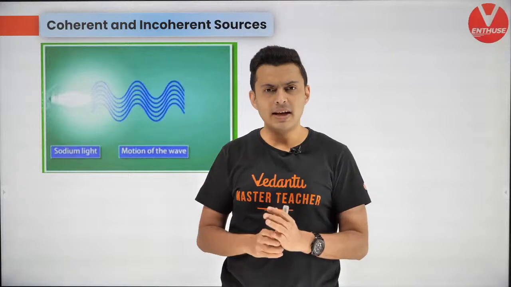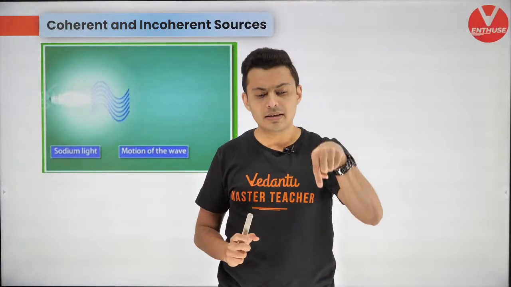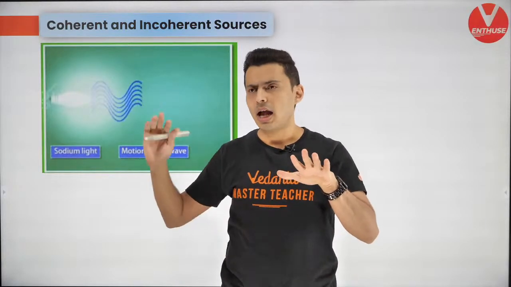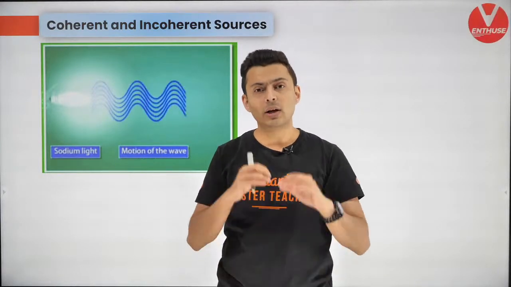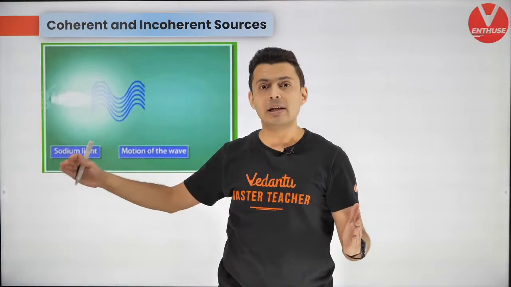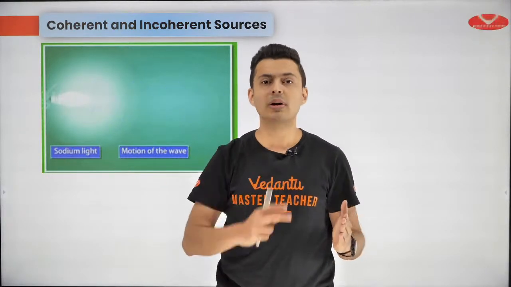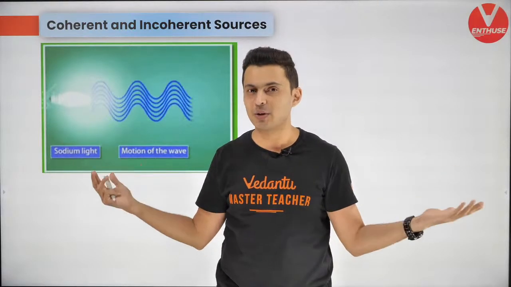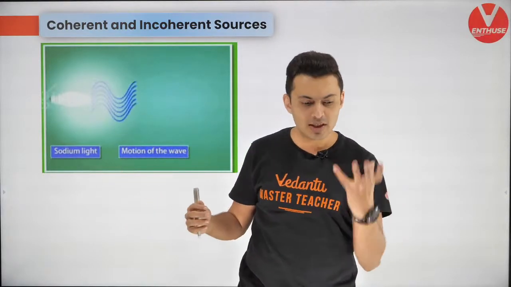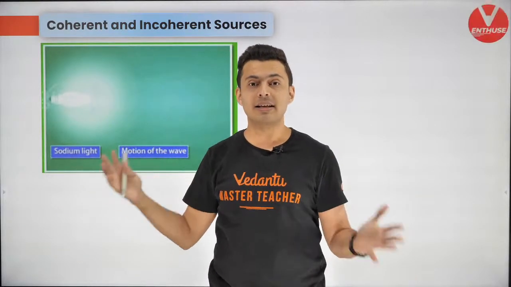Meaning, if I know source 1 is emitting a crest right now and that other source is also emitting a crest right now, I am sure that whenever source 1 emits a crest, at that time source number 2 is also going to emit a crest. It's not going to change. The relationship is not going to be different. If this one emits a trough, I know for sure this is going to emit a trough. So they are in sync.